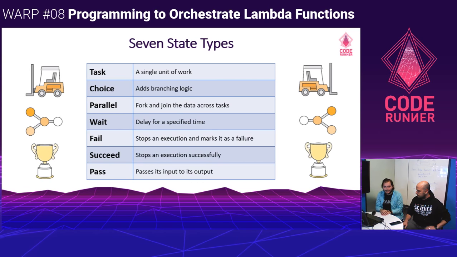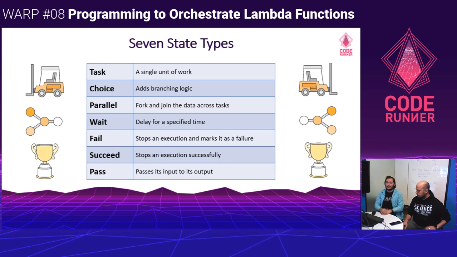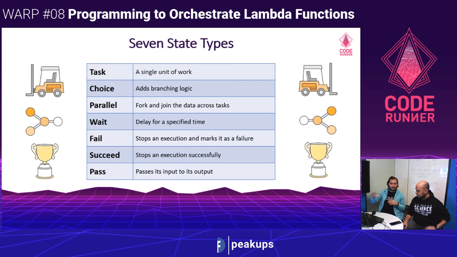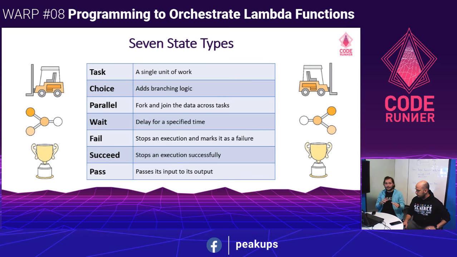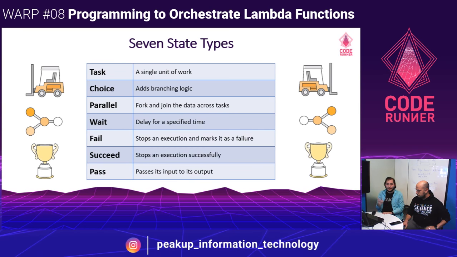Or if you want to delay your workflow, maybe a couple of seconds or maybe hours, you can always use the wait state. Or you can always say that the workflow succeeded or failed anywhere, anytime. You don't have to go to the end at all. You can put a branch somewhere, check the data, and if that's not valid, go ahead and say that's failed.